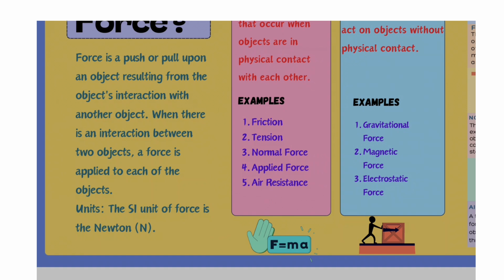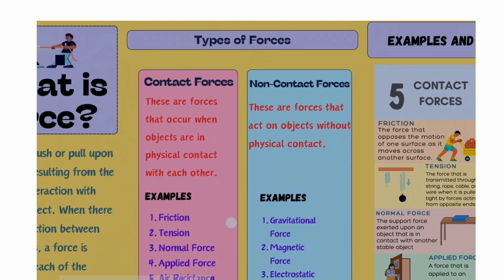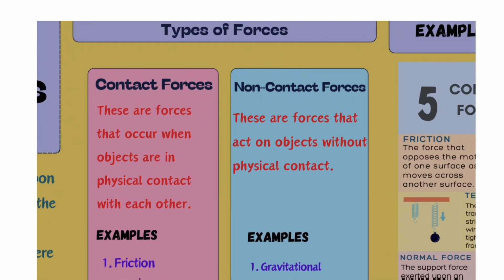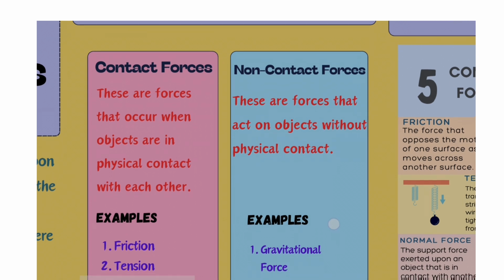Forces can cause objects to accelerate, decelerate, remain in place, or change shape. Unit. The SI unit of force is the Newton represented by capital letter N. Types of forces. 1. Contact forces. Definition. Contact forces occur when two interacting objects are physically touching each other.